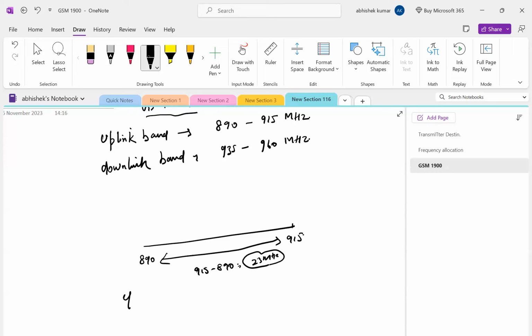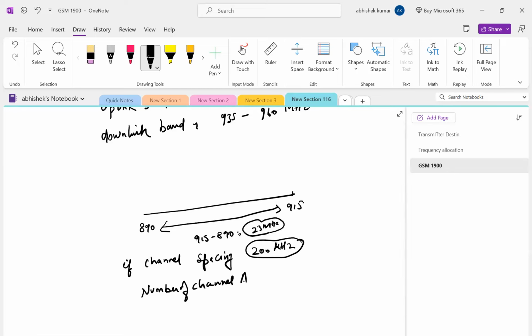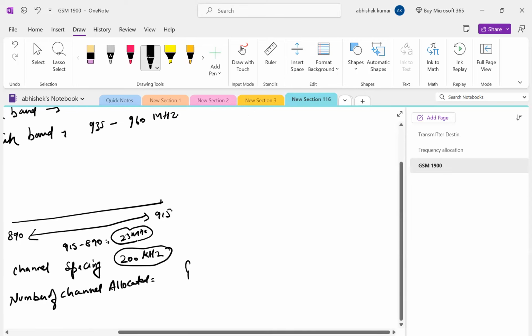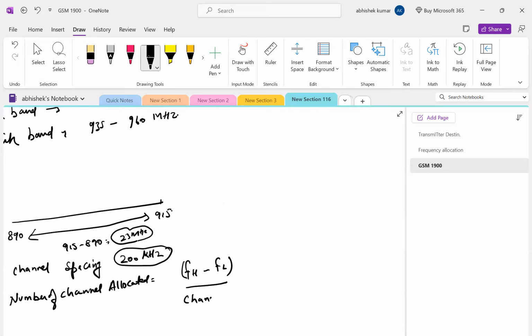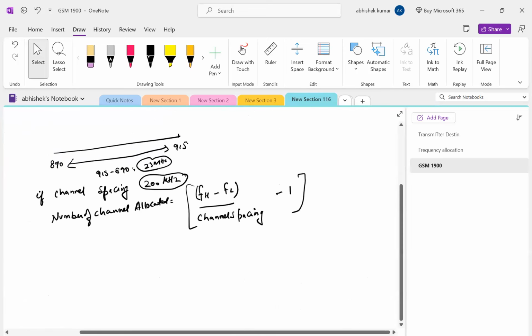Okay, and the channel spacing, this is the standard way, channel spacing is 200 kilohertz. Number of channels allocated equals FH, higher frequency, minus lower frequency, divided by channel spacing, minus 1. So can you tell me how many channels can we allocate here? Can you tell me?